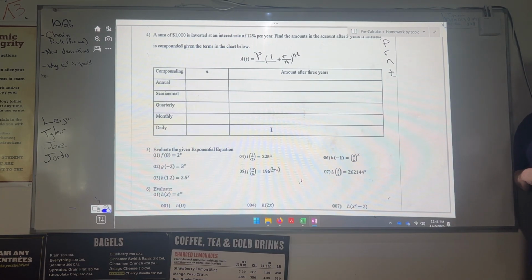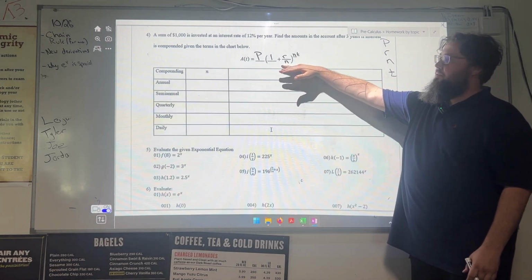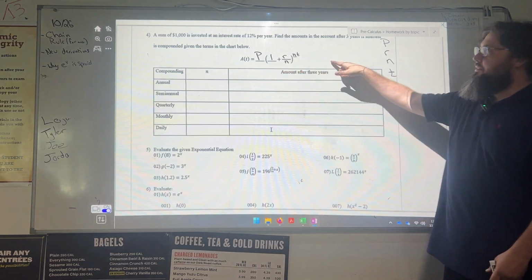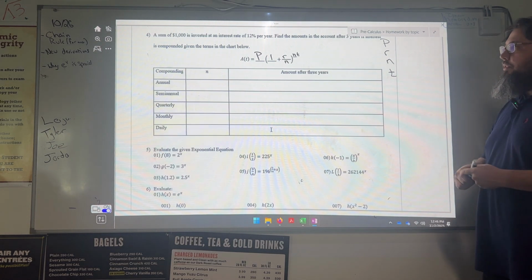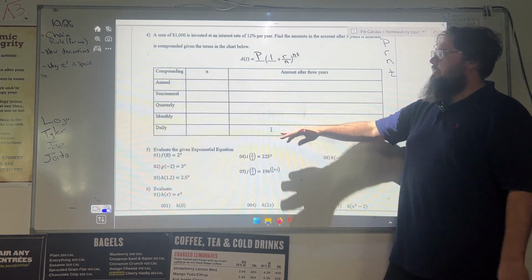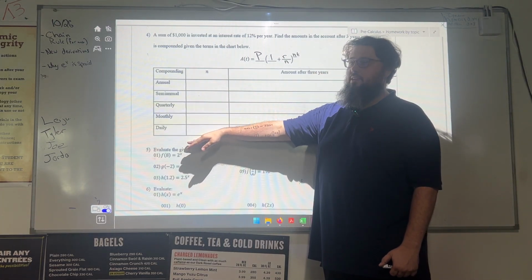So for this one, on your test, it's not going to look quite like this. On your test, it's going to ask you for your compounding interest formula, which is this. And this formula works for everything but continuously compounding. Here, when we talk about compounding, it's just how many times a year do we accrue interest. So all of these are based on how many times they happen in a year.